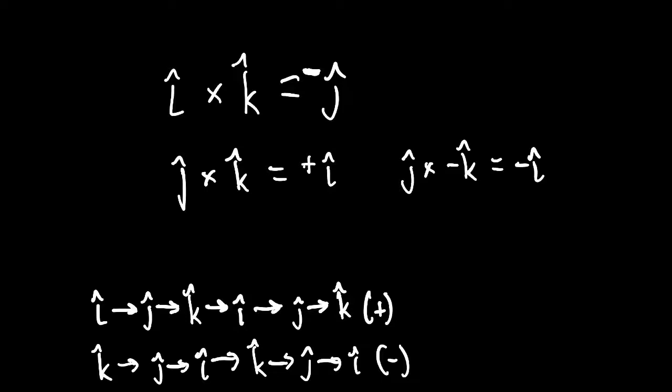Now if I pull that negative out, so I do negative J cross K. J cross K is I, and I get my negative I. So you can just pull out any negatives, do the cross product with this, and then put the negatives back in.